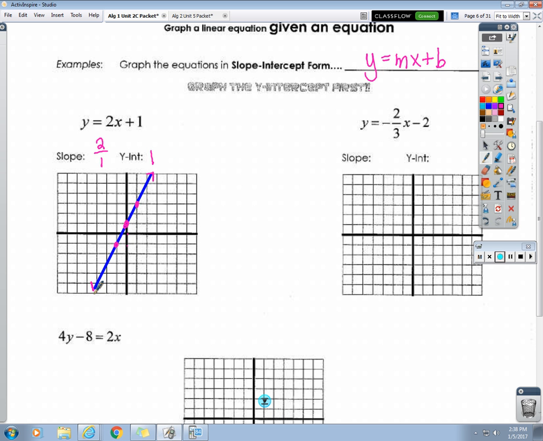Okay, I want you to try to graph this one. Y equals negative 2/3 x minus 2. Okay, what is the slope of this line? Negative 2 over 3. Now, the negative is out to the middle. I just chose to put it on the 2. You could have chosen to put it on the 3. One or the other, not both.